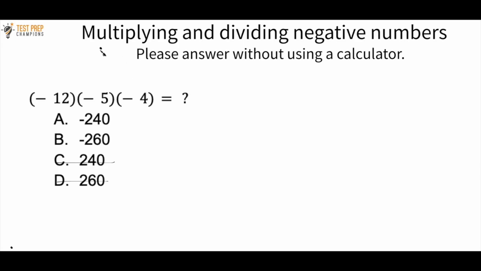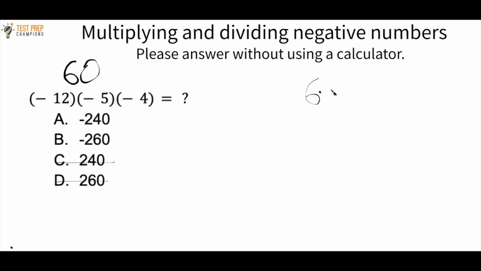So let's do the math here. So what is negative 12 times negative 5? Well, that's going to be positive 60. One way to do that would be to remember the 12's times tables, but you could also work it out by hand and you would get 60 that way too. That's a perfectly fine way to do it. So now we're going to do 60 times negative 4.